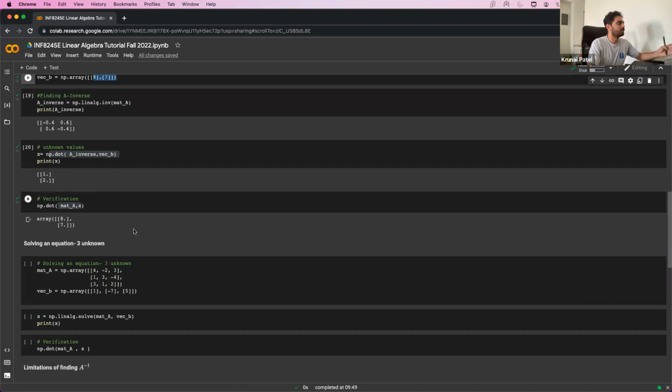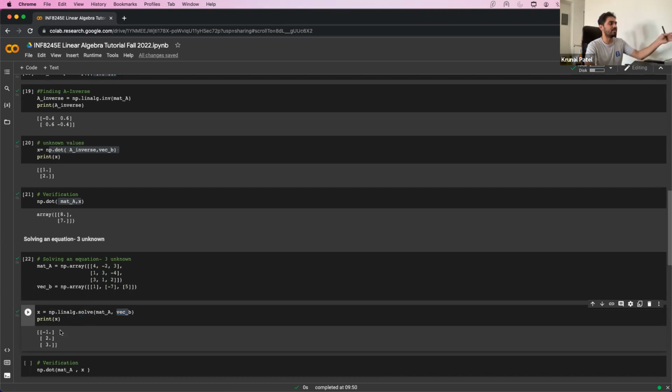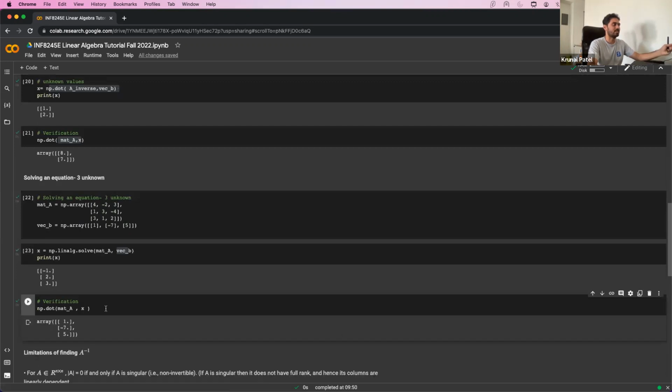Okay, you can also solve it in a different manner. We computed the inverse and then multiplied the inverse with the vector, but you can also do it in a single line of code. Just use numpy.linalg.solve, and it will do all the necessary operations. It will take the inverse of matrix A and multiply it with vector B, and straight away give you the answer x, right? You can also verify this part, and it is matching.